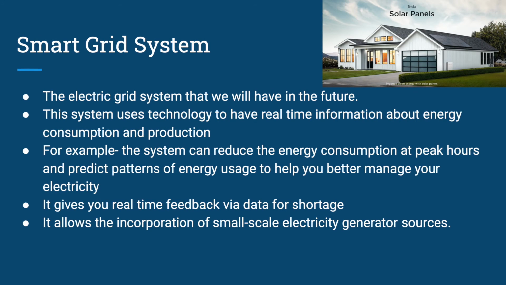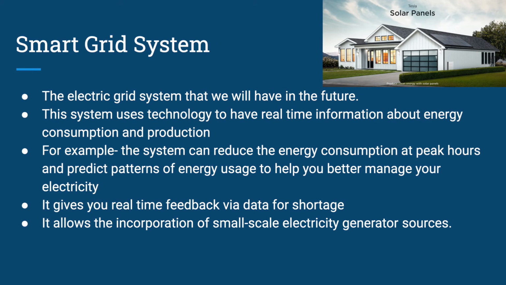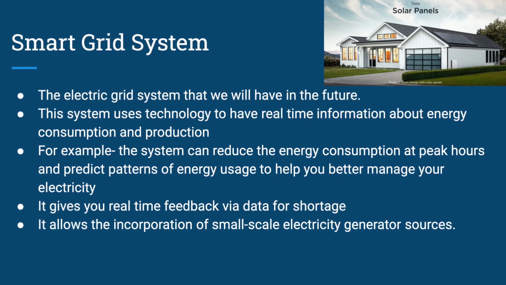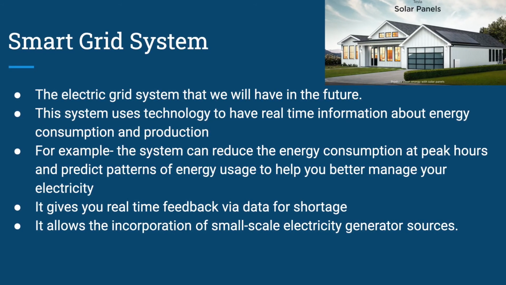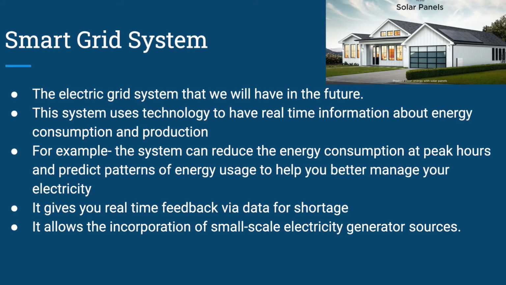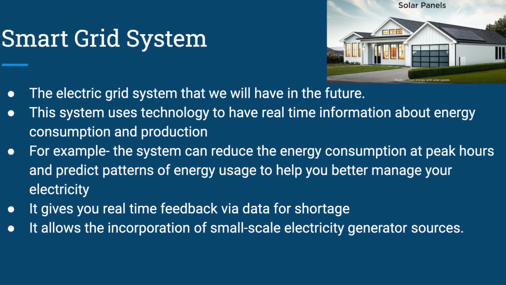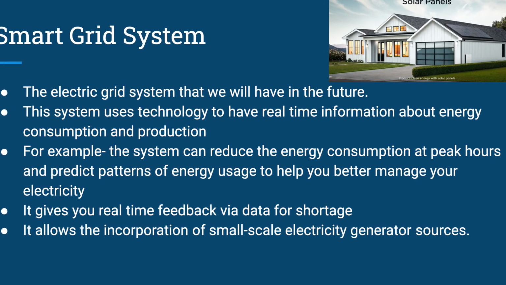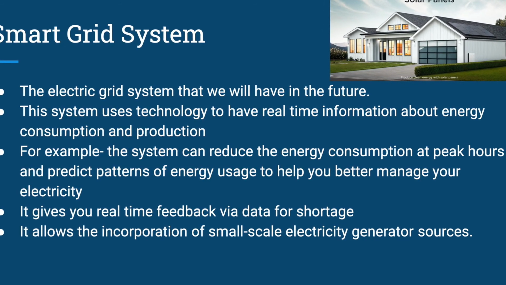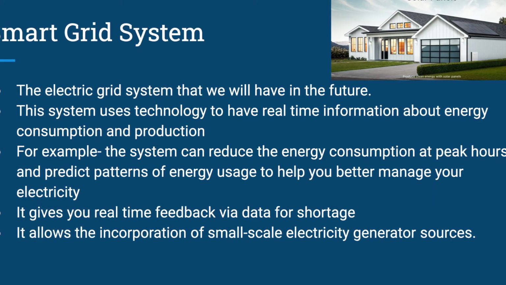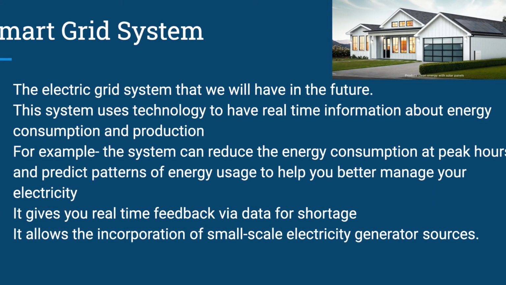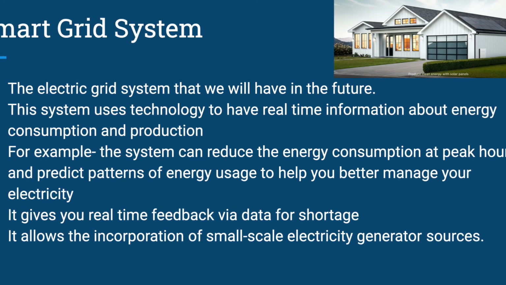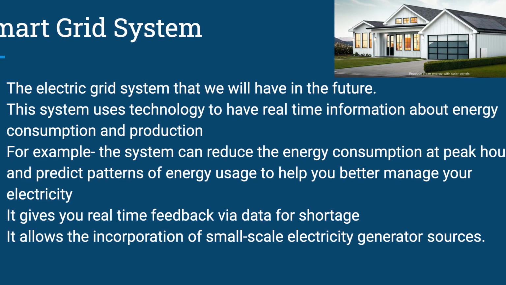The smart grid system. This is where we look ahead to the future. The smart grid system uses technology to have real-time information about energy consumption and production. For example, the system can reduce energy consumption at peak hours and predict patterns of energy usage to help you better manage your electricity. It gives you real-time feedback via data for shortage, and it allows the incorporation of small-scale electricity generation sources.